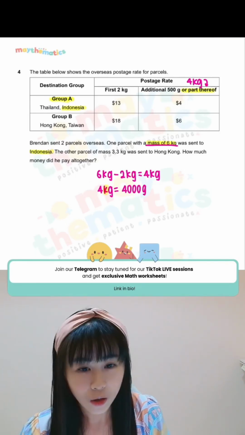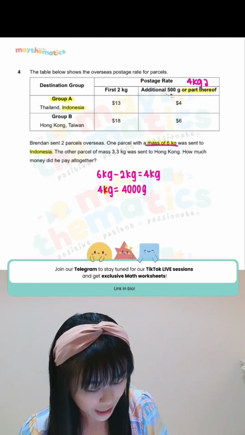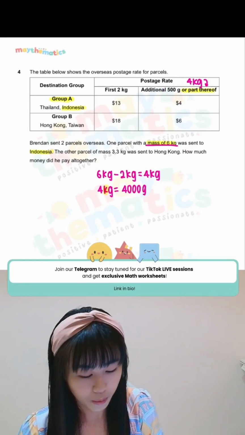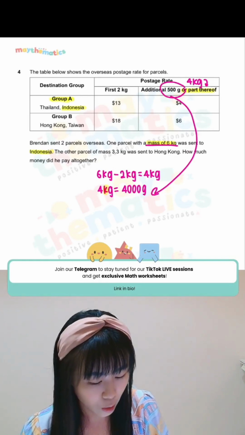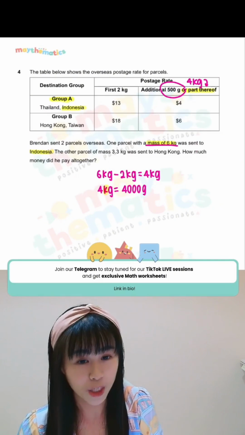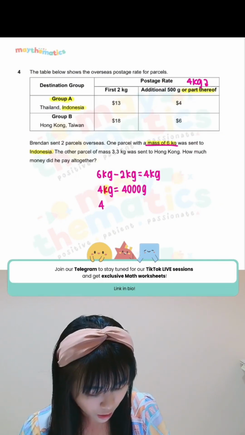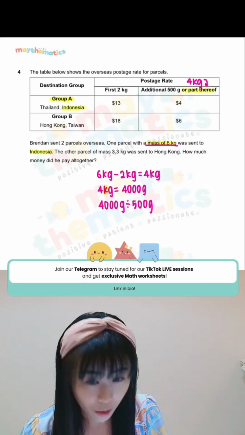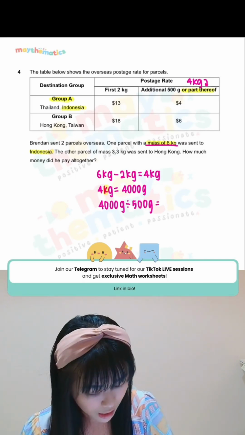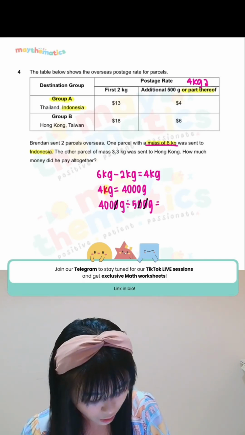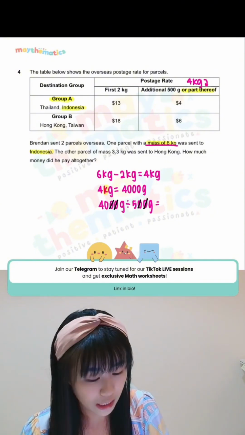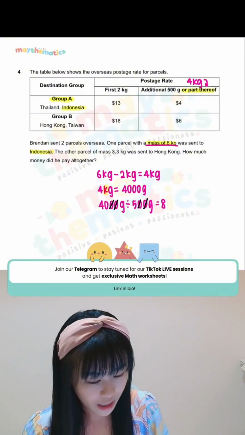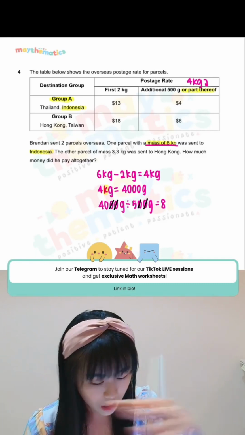So how many 500 gram are there inside the 4,000 gram? Because how many of this inside here, it will be how many of $4 I need to be charged. So we are going to take 4,000 gram divided by 500 gram. Here you just need to cancel the zeros first. Cancel another 0. So technically you are just left with 40 divided by 5. You all tell me 8. We got 8.